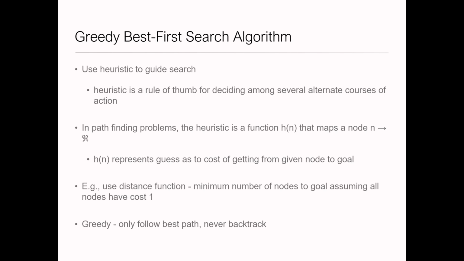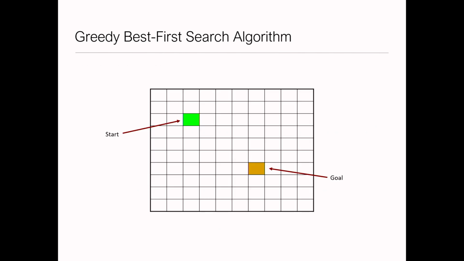We're always going to move in the direction that produces the smallest cost to get to the goal. Sometimes the cost is going to go up, as you'll see in just a second. All right, so here's greedy best first search again. It's an empty grid. We're going to start here. We're going to try to go here.